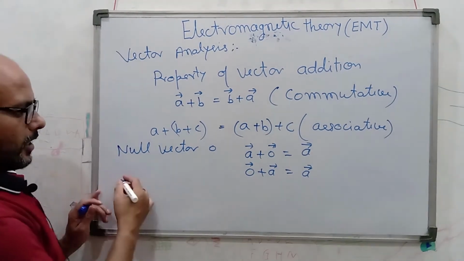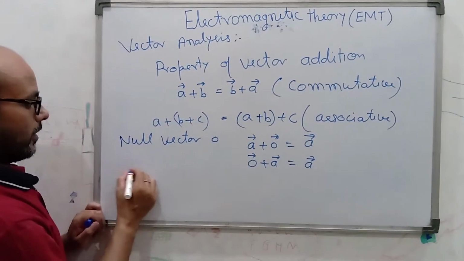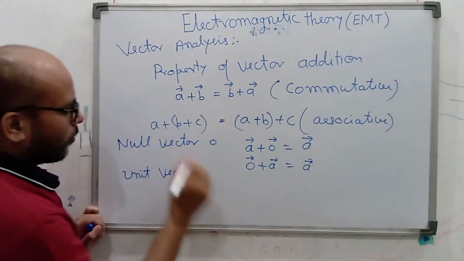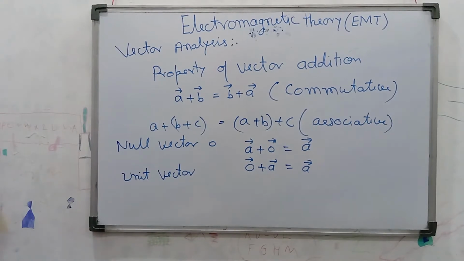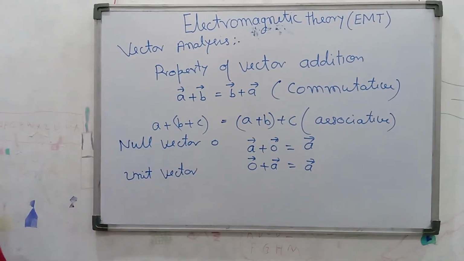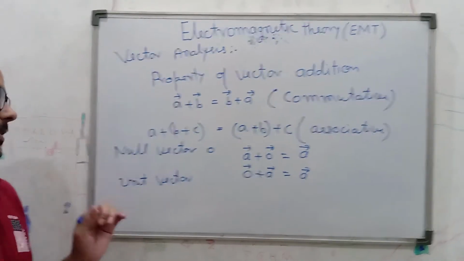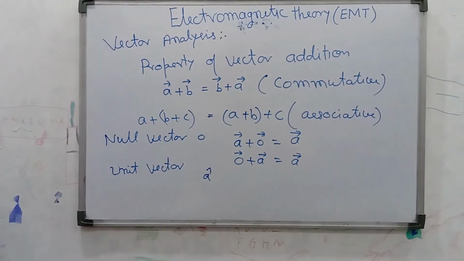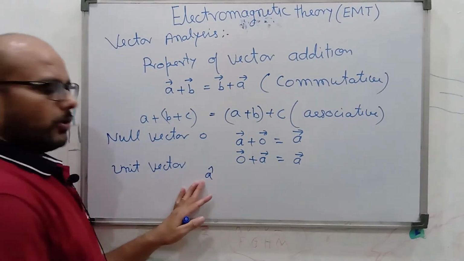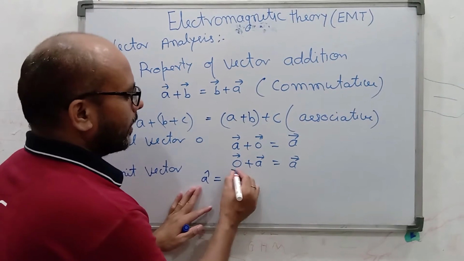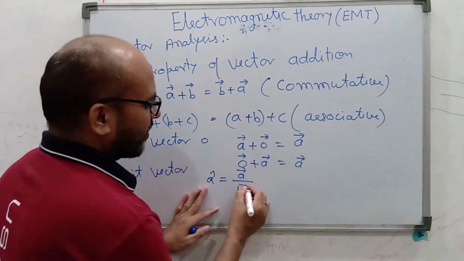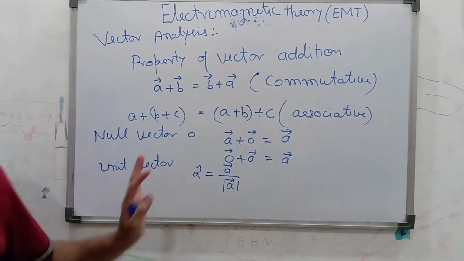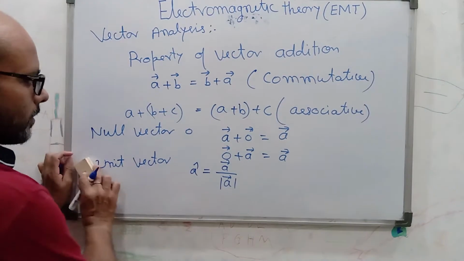And another is the unit vector. The unit vector only represents the direction. The magnitude of a unit vector is 1. This unit vector is represented by a cap, suppose A cap or A hat. So A cap is equal to vector A upon mod of vector A. To find the unit vector, the unit vector only represents the direction.